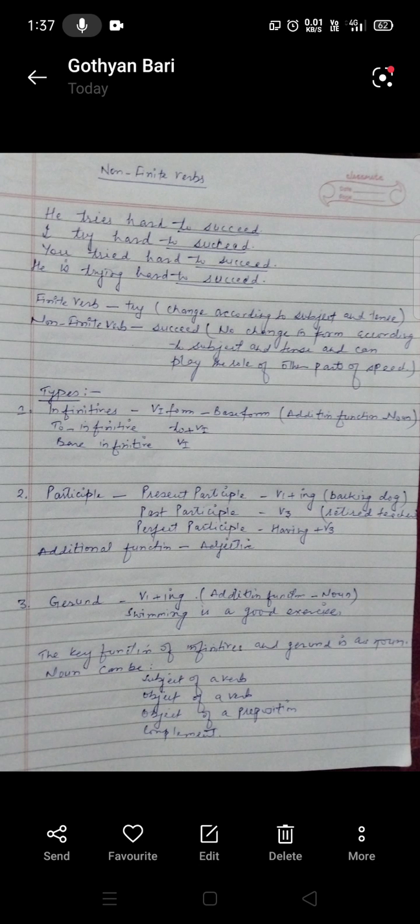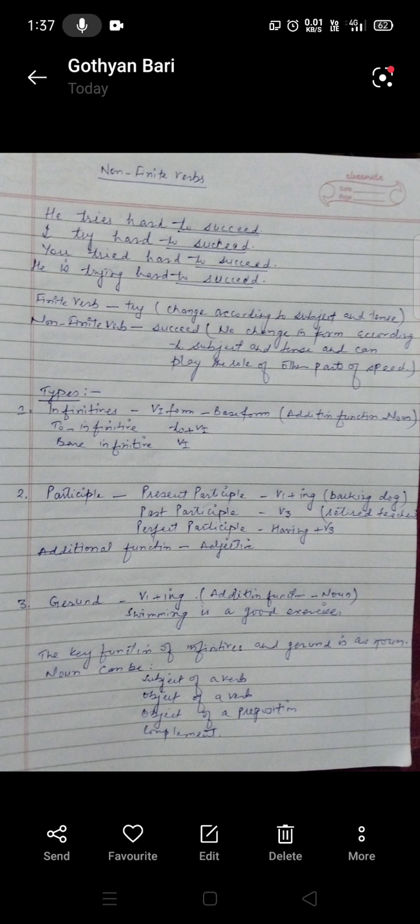So what do we infer? A non-finite verb is a verb that doesn't change its form according to the subject and tense, and the other thing is that it can play the role of another part of speech. For example, in the above sentences, it's playing the role of a noun. So this is finite and non-finite.